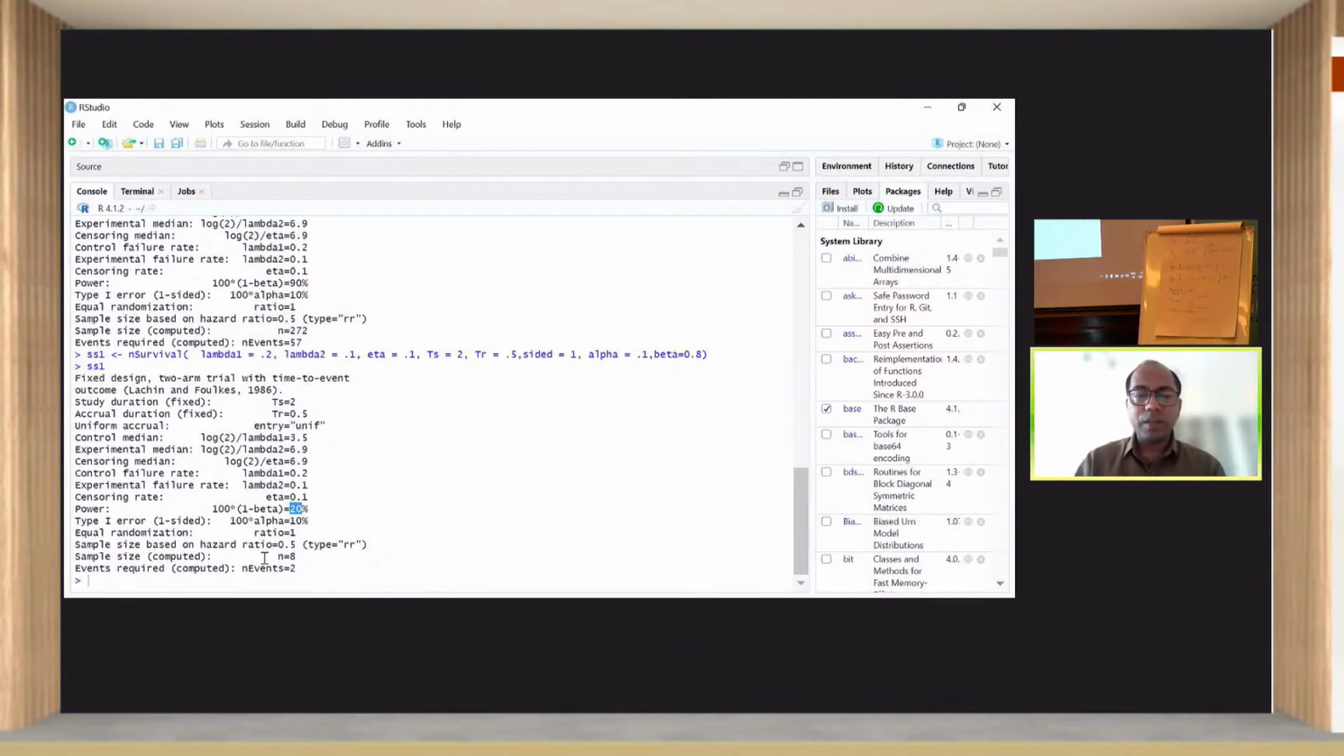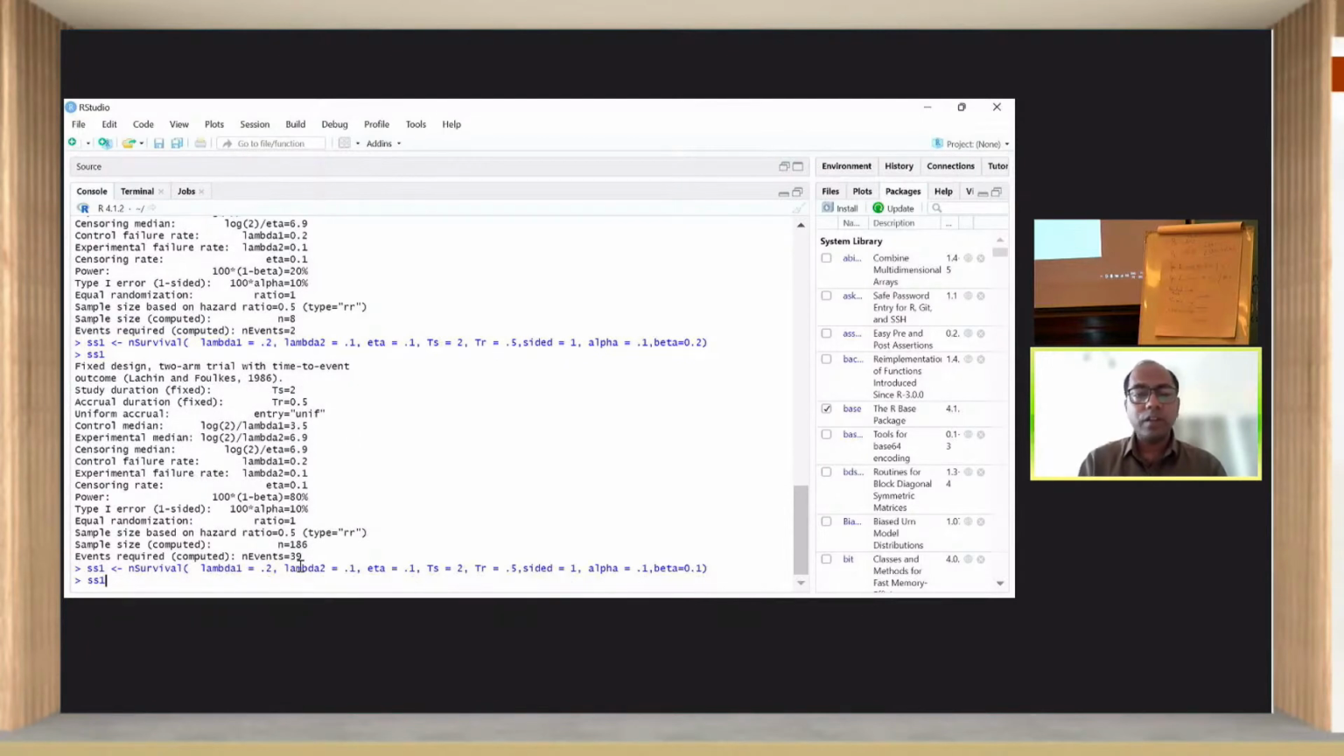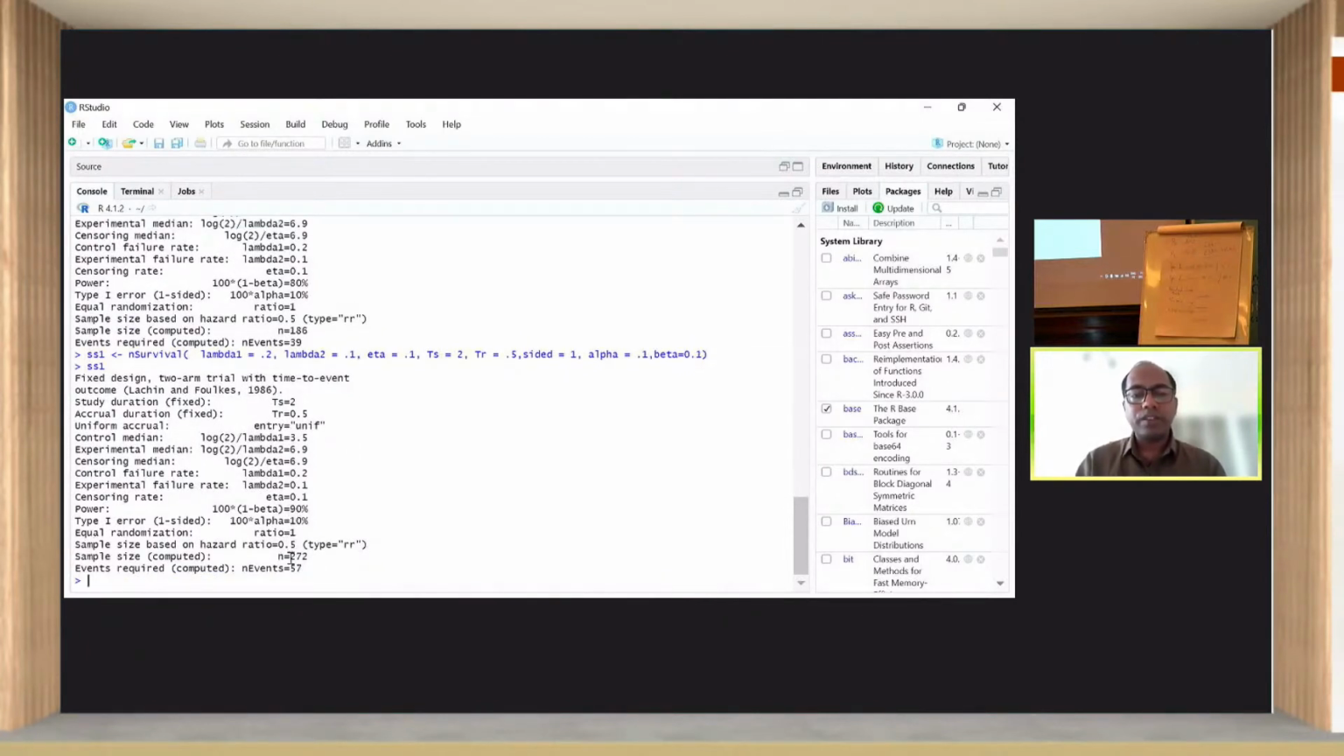So now the sample size has been reduced, but beta should be 0.2. So from 90% the power came down to 80%, based on the beta value. Alpha value remained 10%. The sample size came down to 186, where with 90% power it was 272, with 57 events. So these are all the changes we can make.